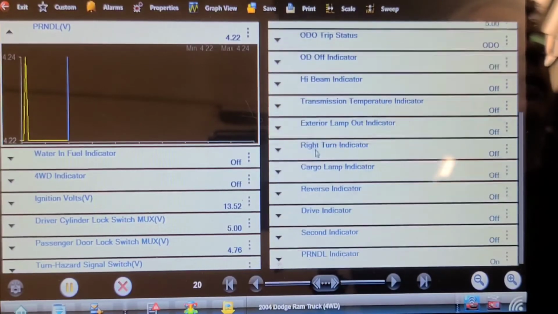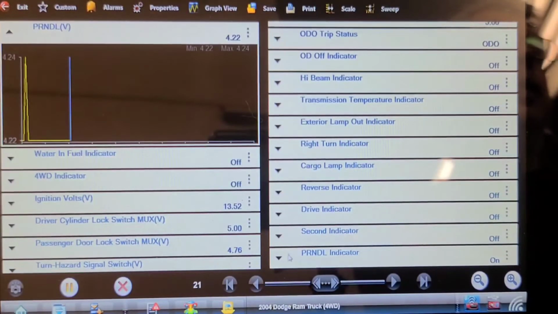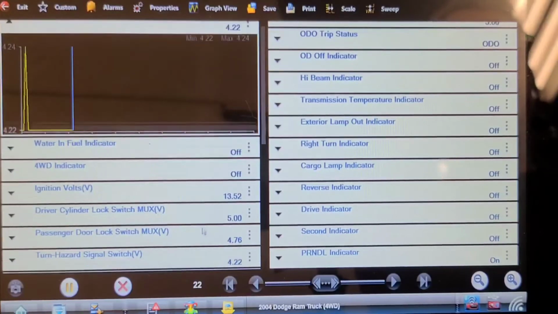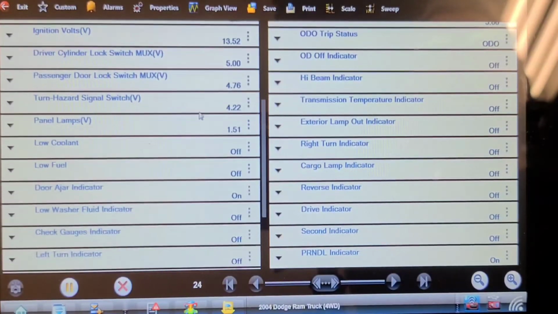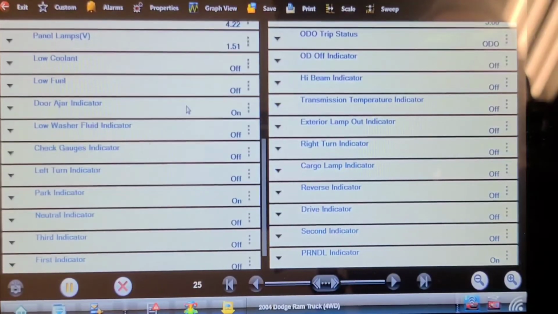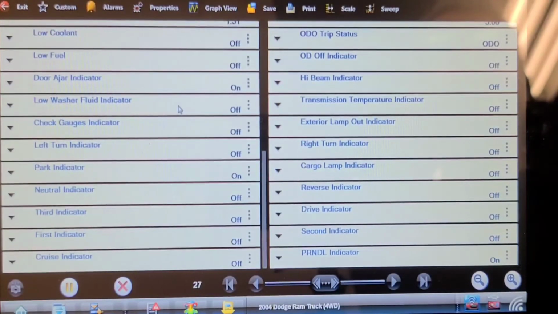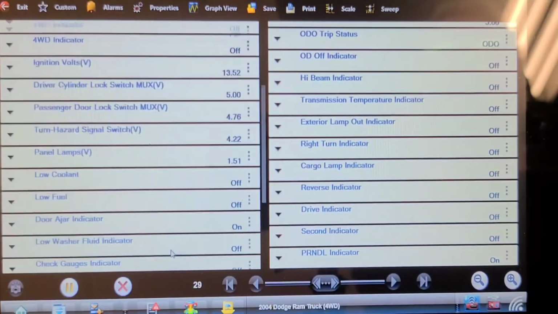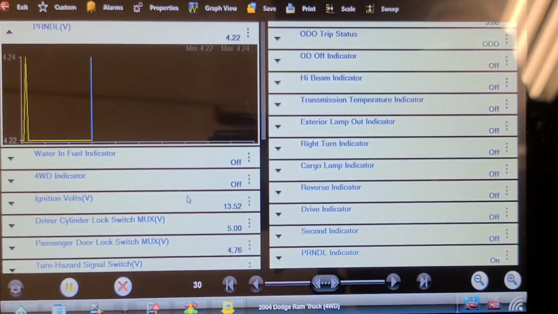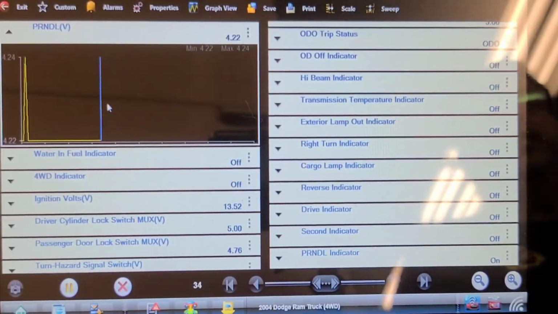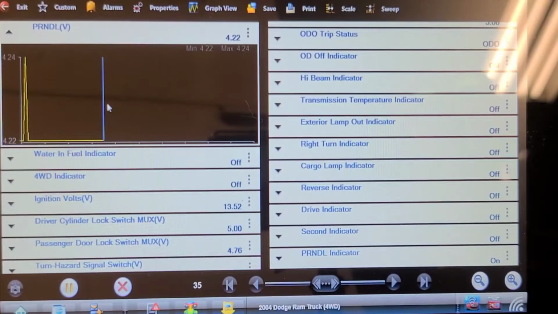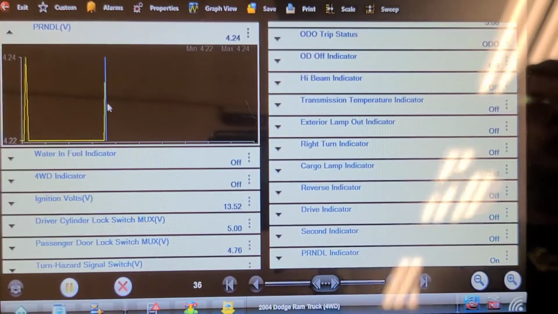Reverse indicator, drive indicator, Prundle indicator, park indicator, neutral indicator. Guess it doesn't give us the status. Well, let's see how it goes. I'm going to go and manipulate the transmission gear shift through the ranges from park, reverse, neutral, drive, second and first, and then back again.